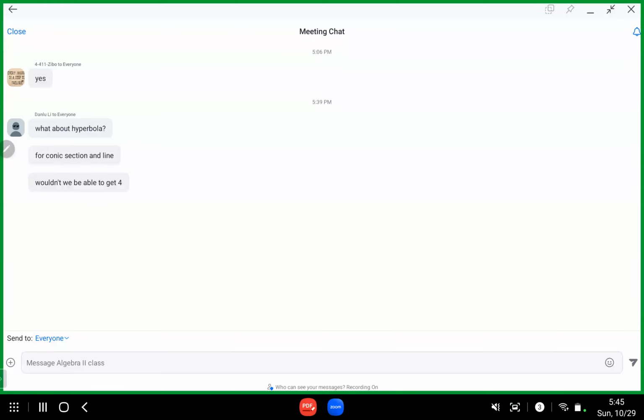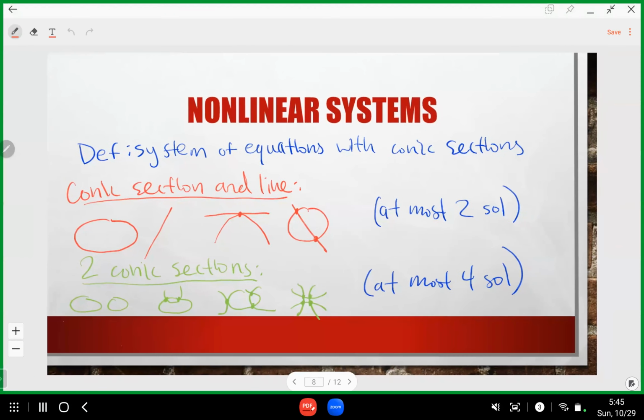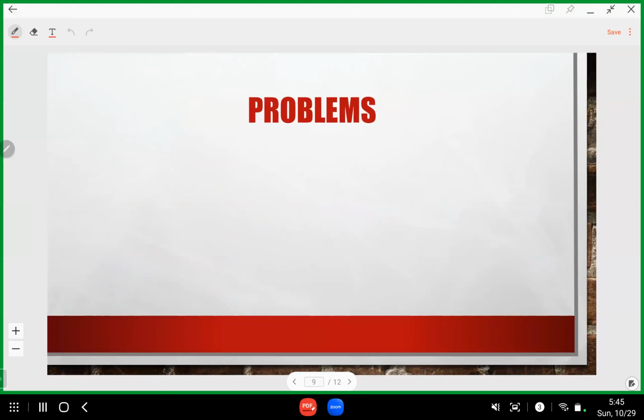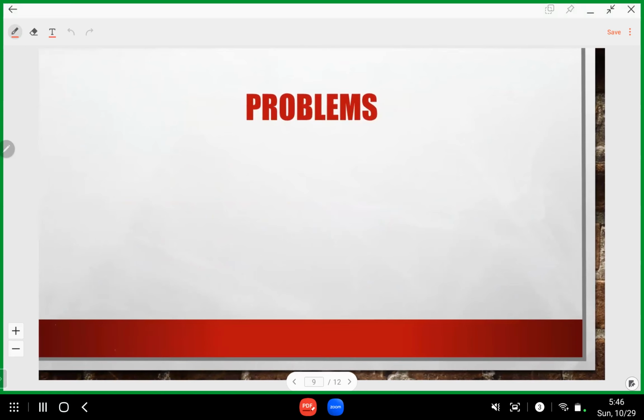Are there any questions about that? If there are no questions, then I will continue with the nonlinear systems. But anyways, that is a very good observation as well. That made me think for a while. Remember that the hyperbola has asymptotes, so don't forget about them, meaning that a line will never intersect a hyperbola more than 2 times. Okay, so let's do some practice problems while we can.